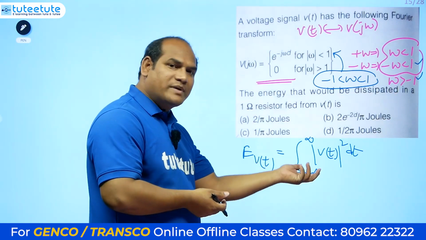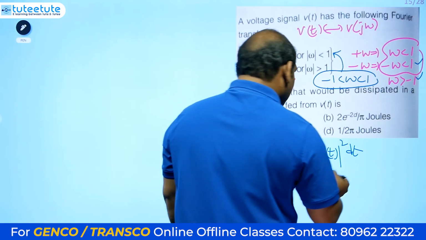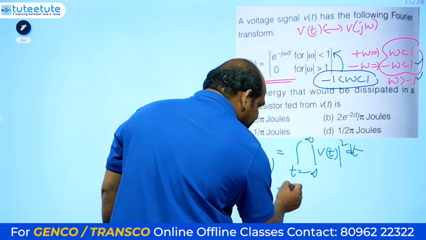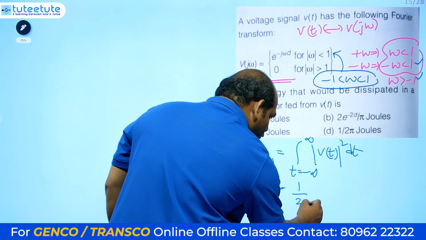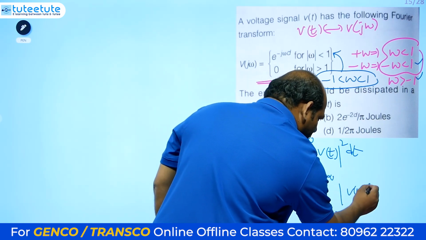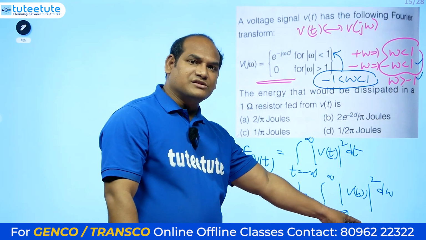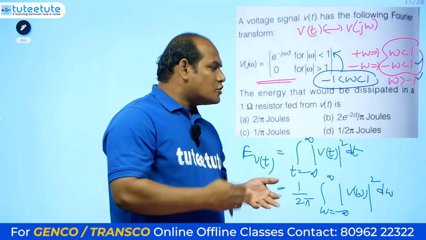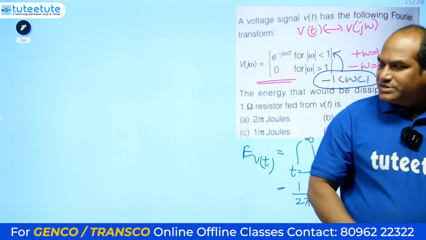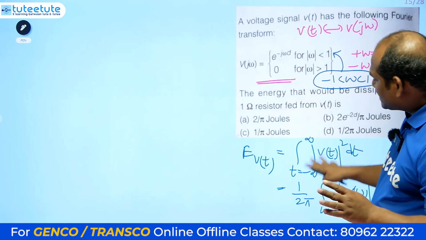Even if you don't have the time domain signal, we can calculate the energy by having the frequency domain signal using Parseval's theorem in the Fourier transform. The energy of v of t is equal to 1 by 2 pi integral omega equal to minus infinity to plus infinity mod of v of omega square into d omega. So energy can be calculated using the frequency domain signal also. This is very, very important. Some students will think that we can calculate the energy using the time domain formula. No need.